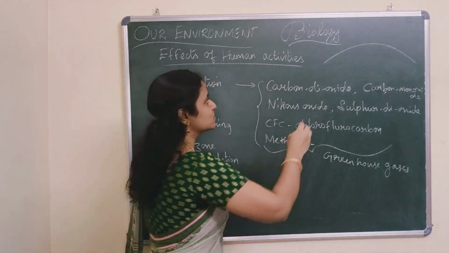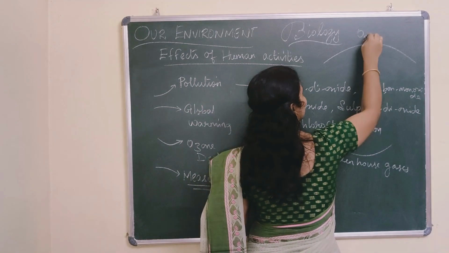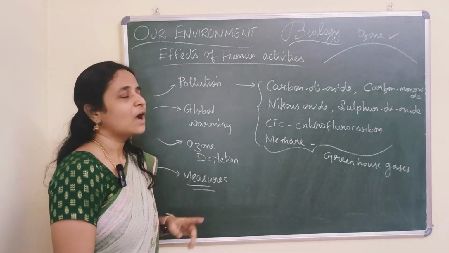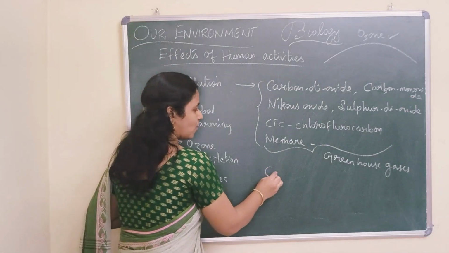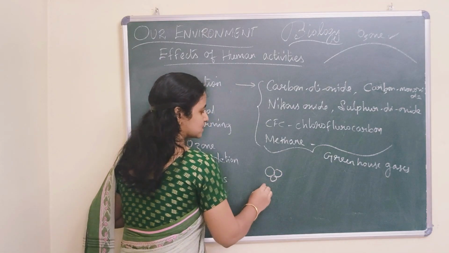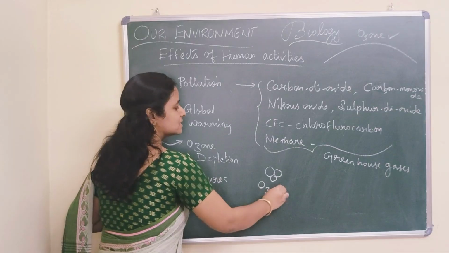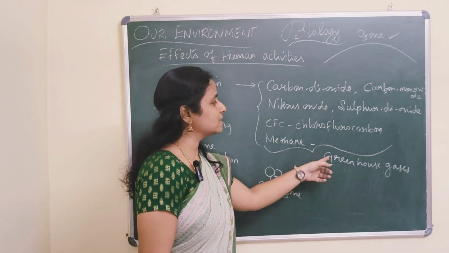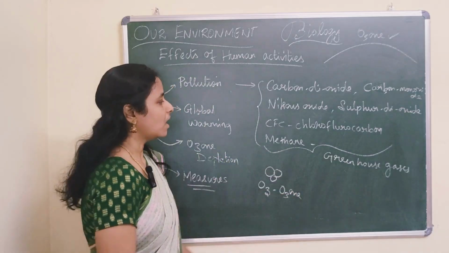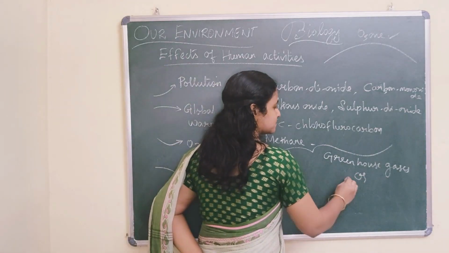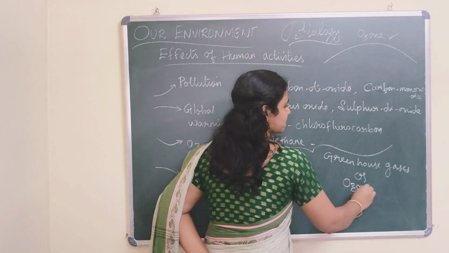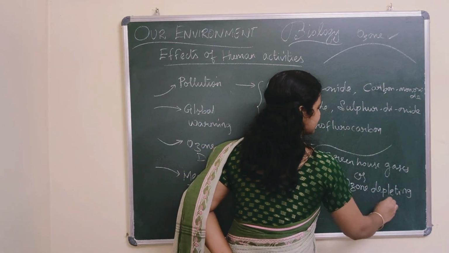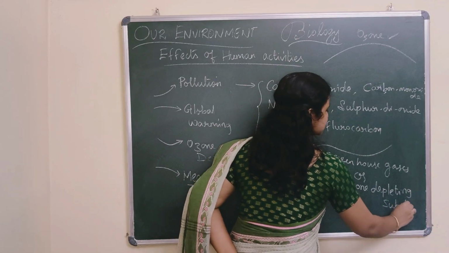So what is ozone? I think you could have heard this word, but what is ozone? Ozone is a molecule of 3 atoms of oxygen. So the formula for ozone is O3. So what will happen? These substances, which you call greenhouse gases, are the ozone depleting substances.